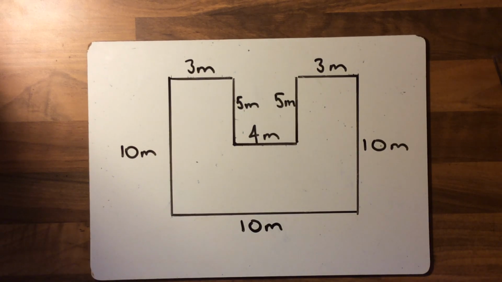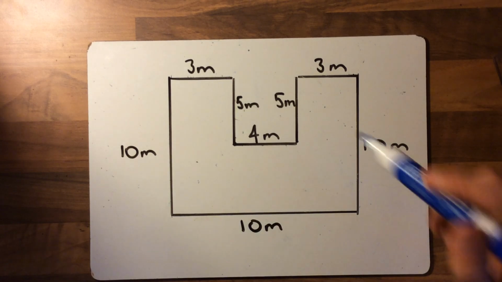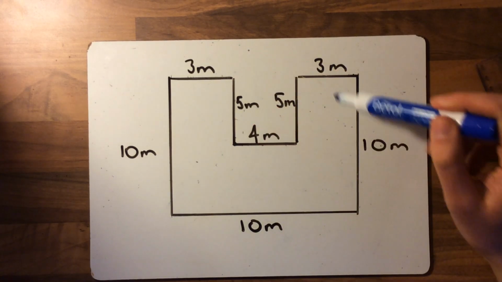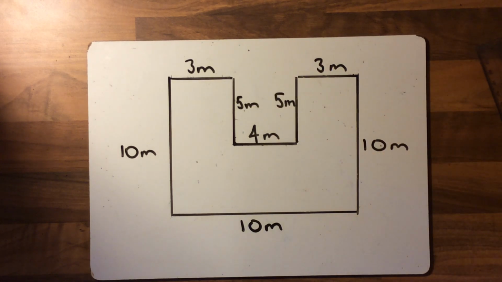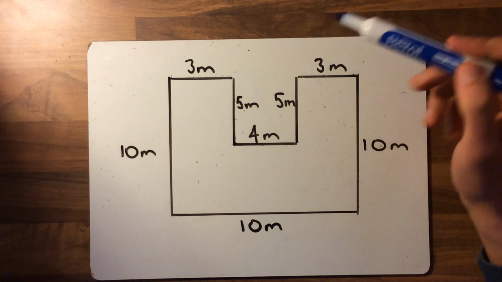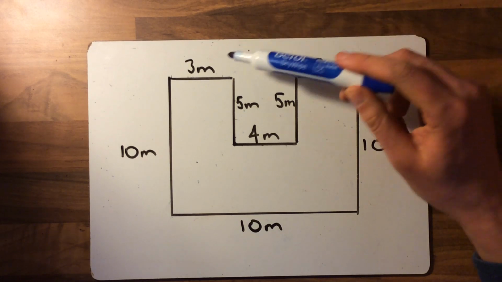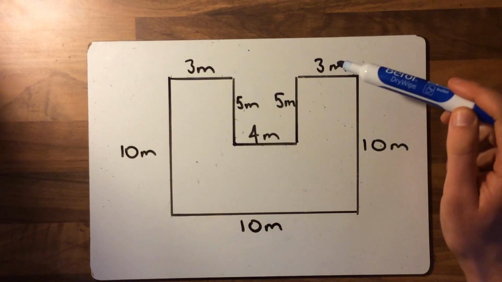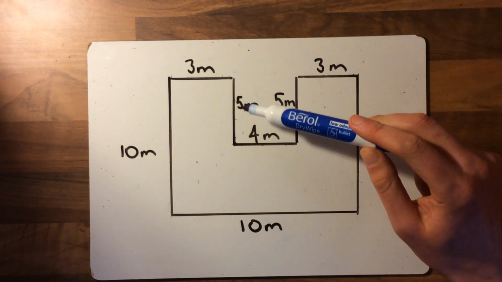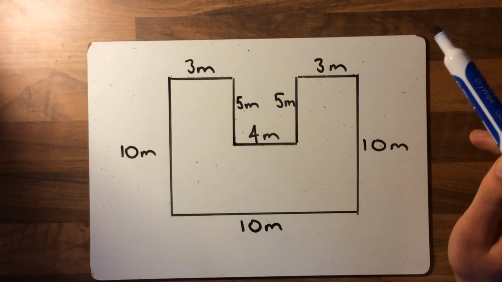So you can see it's a slightly different shape, isn't it? 1, 2, 3, 4, 5, 6, 7, 8. It's an 8-sided shape. It's actually an octagon. It's clearly not a regular octagon. It's an irregular octagon. 8 sides to this. And you can actually see all the lengths I've put in for you already. 3 metres, 10 metres, 10 metres, 10 metres, 3, 5, 4, and 5 metres.